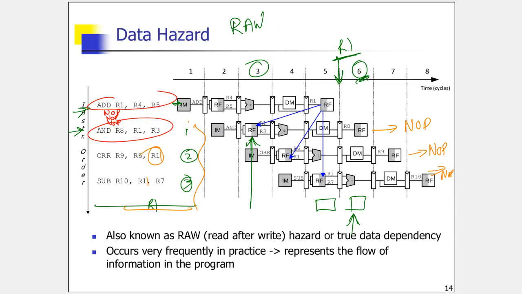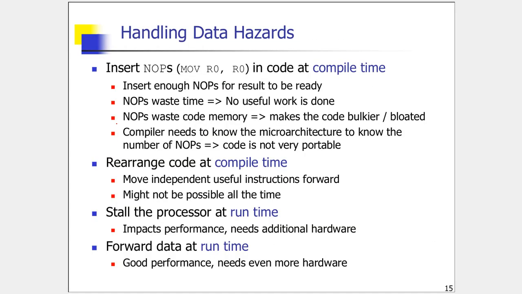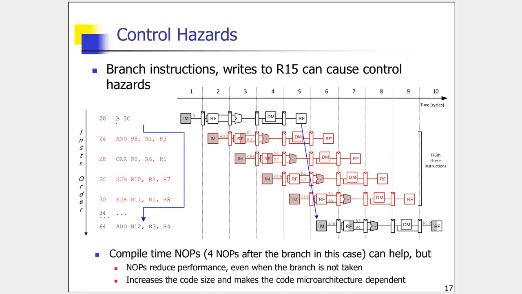Now there is another hazard called control hazard, which happens when you have a branch instruction. So let's say you have a branch instruction here. The branch instruction is supposed to make the program counter change to some other value. So the branch instruction is supposed to change the program counter value abruptly.